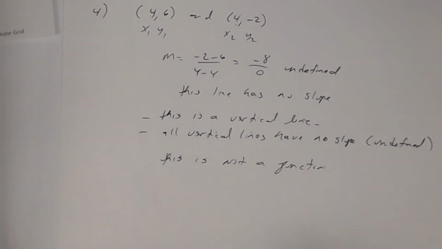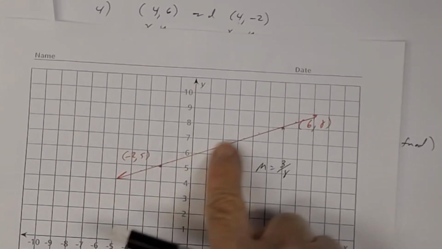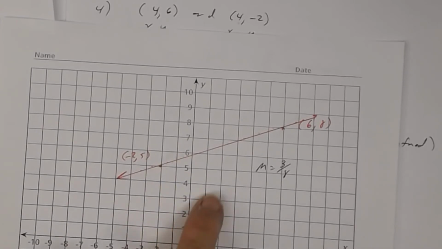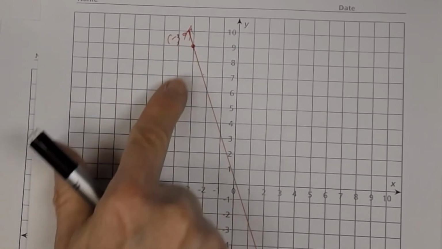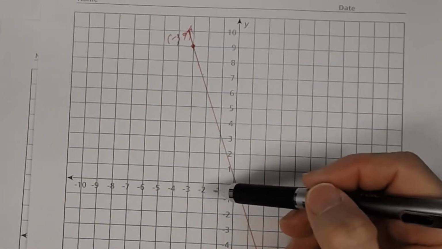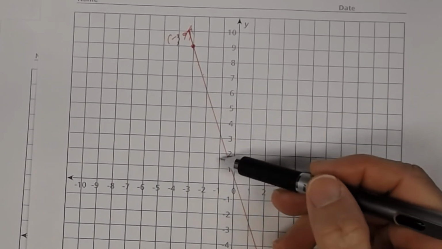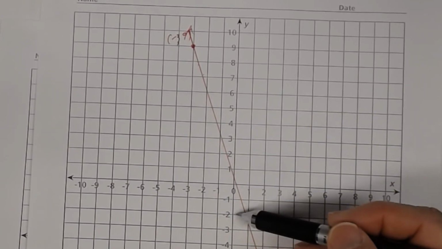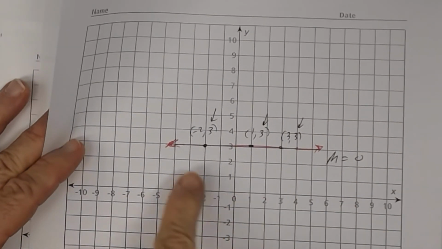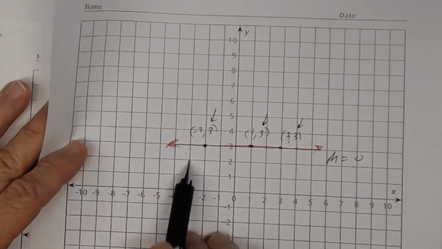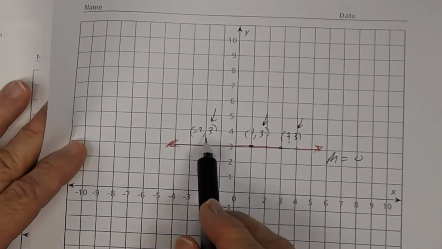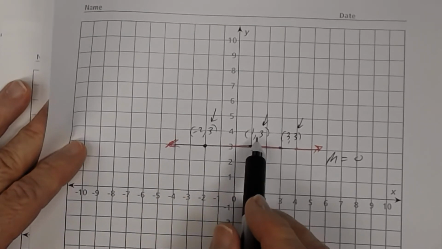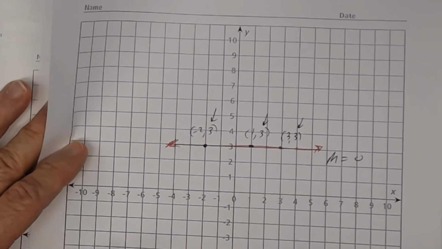So all the other lines are functions. So lines that rise are functions because it passes the vertical line test. Lines that fall or lines that decrease are functions because it passes the vertical line test. For each x coordinate, there's only one y coordinate. Horizontal lines are functions because it passes the vertical line test. For each x coordinate, there's only one y coordinate. When x is negative 2, the y value is only 3. When x is 4, the y value is only 3. When x is 3, the y value is only 3, and so on.